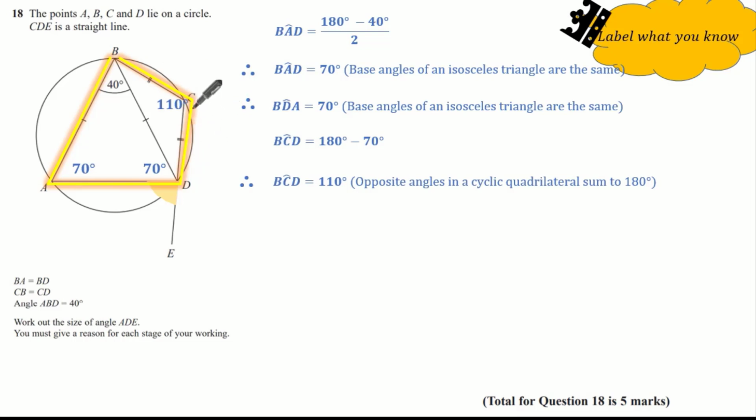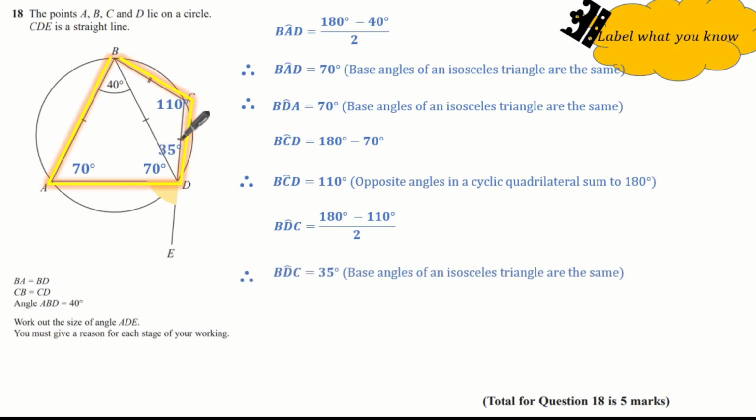Now we know angle BCD to be 110 degrees, we can focus on this isosceles triangle. We can work out angle BDC to be 180 subtract 110 divided by 2, which is 35, and this will be the same angle as angle DBC, as we know base angles of an isosceles triangle are the same.